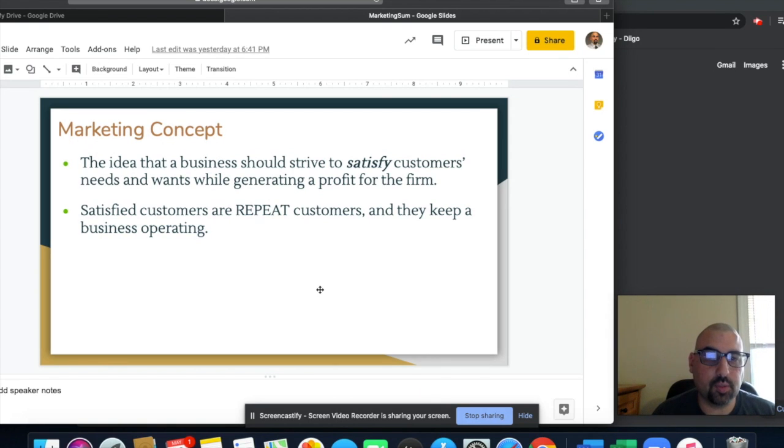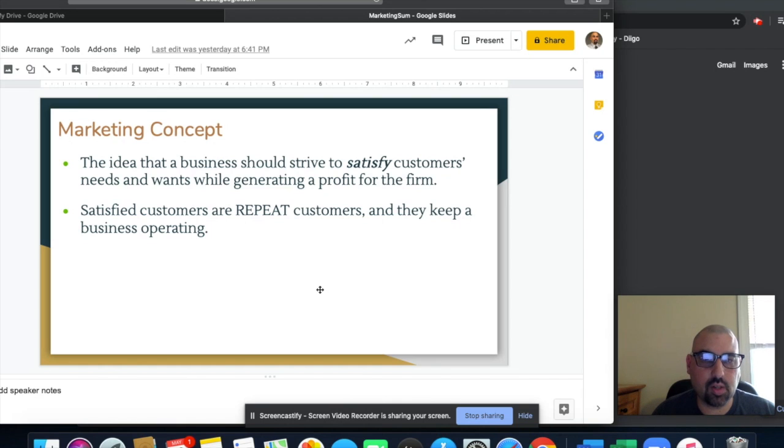Marketing concept. This is that idea that a business should strive to satisfy customers' needs and wants while generating a profit for the firm. It's not always about the money. Okay, that can't be the only thing that a business is concerned with. If they are, they're not going to stay in business very long. We really want to try to get repeat customers. We want people coming back to our stores. We want people coming back to our products.